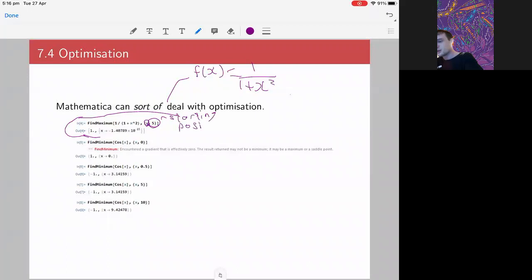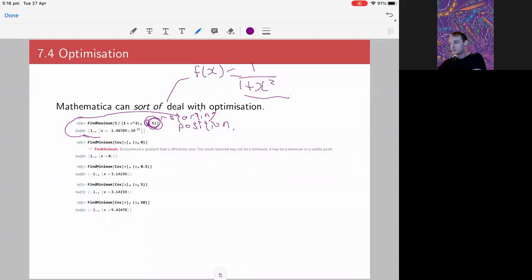So when you put this command in Mathematica, what you're really telling it is that I want you, Mathematica, to find a local maximum of this function, and I want you to find a local maximum close to the number 5. Or at least that's where I want you to start looking. I want you to start looking at the number 5 and find me a local maximum from there.